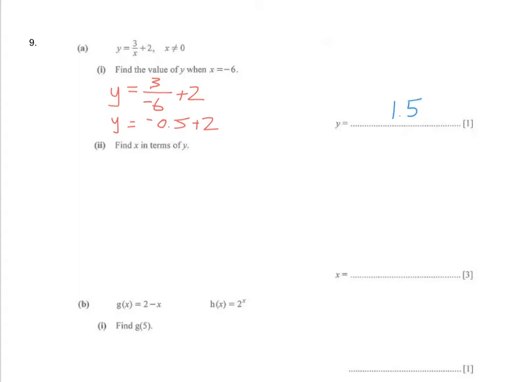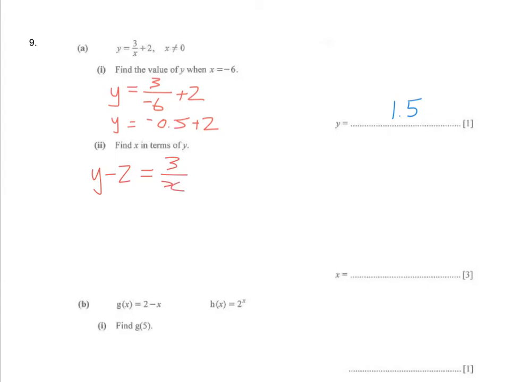To find x in terms of y, we need to rearrange this equation. There's a couple of ways you could do it. You could multiply everything by x, because we don't want that x in the denominator. It can't be the subject of the formula if it's in the denominator. But if I multiply by x straight away, I get x over here and over here. I've got 2 of them, I don't like it. So I'm going to start by subtracting 2 from both sides. So I get y minus 2 on the left and 3 over x on the right.